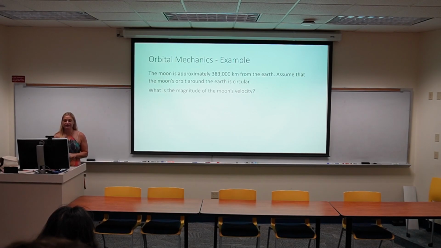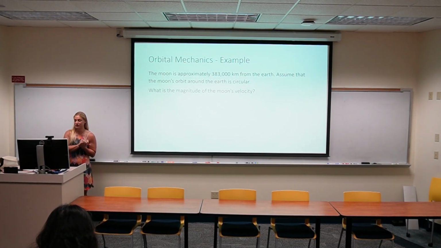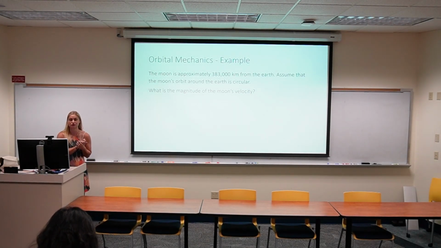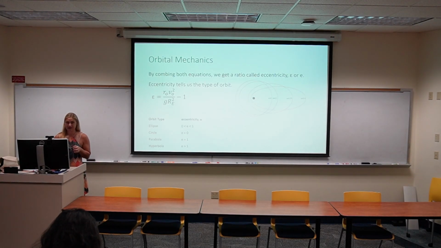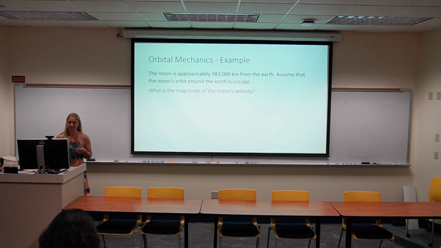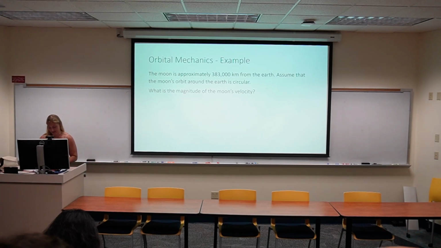So if the moon is approximately 383,000 km from the Earth, assume that the moon's orbit around the Earth is circular. Right there, what is that telling you? Eccentricity is 0. Very good, it's 0. So you already have a given right there. And it wants to know the magnitude of the moon's velocity. How would you go about this?